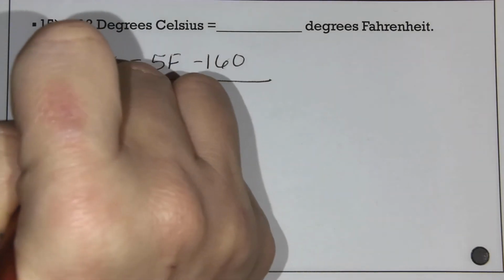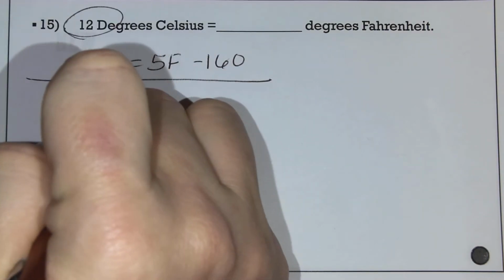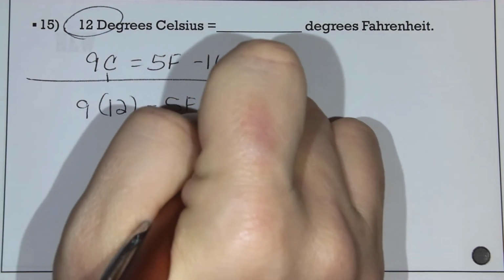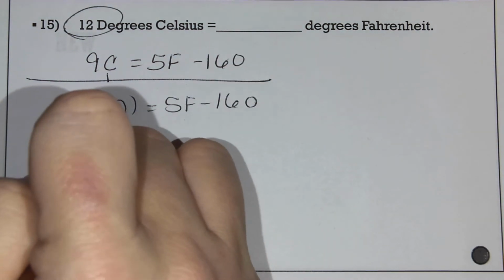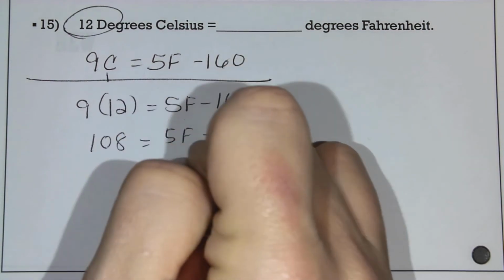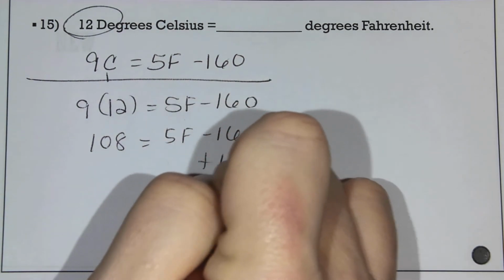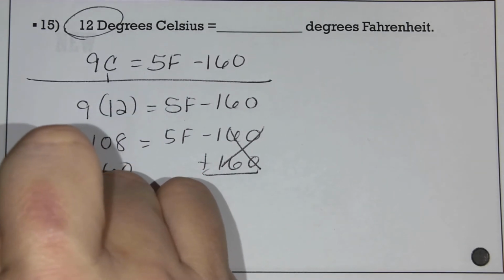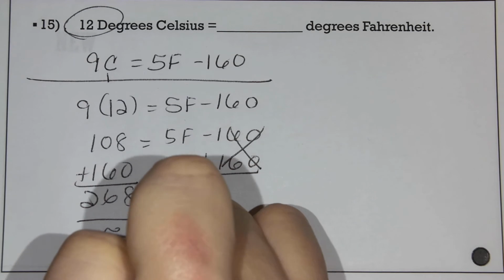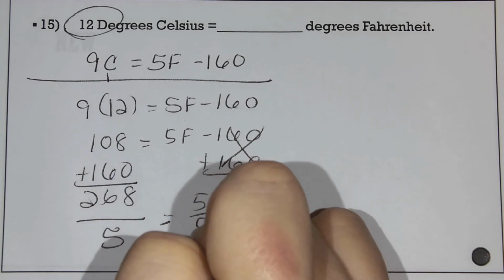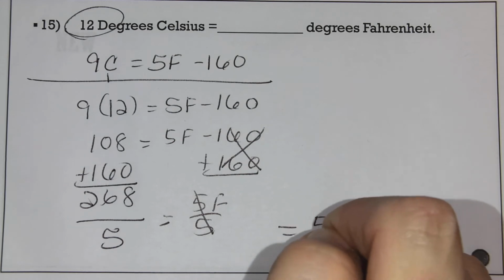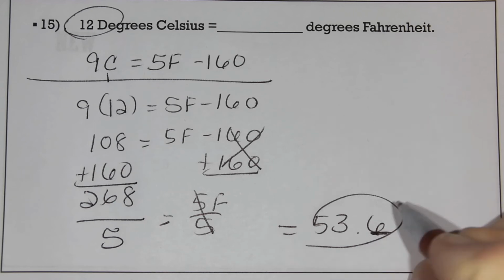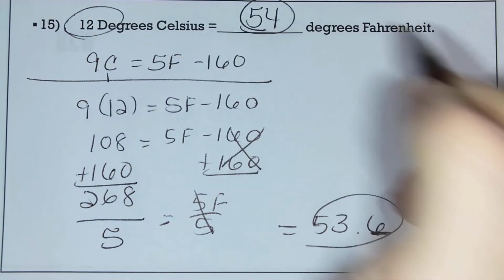Okay, next here we have again the same formula. We have 12 degrees. Put that with a C. Bring everything down. Okay, so 9 times 12 is 108. Again, bring everything down. Add 160 to each side. Marks these out. It is 268. 268 divided by 5 is going to equal 53.6. And again, you would round that up because this number here is larger than 5. So that would be 54 degrees Fahrenheit.